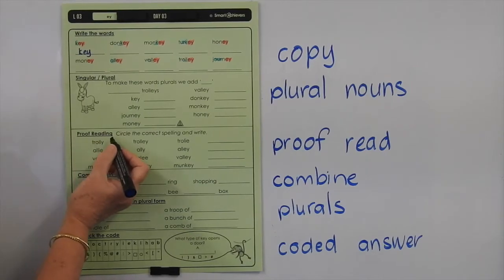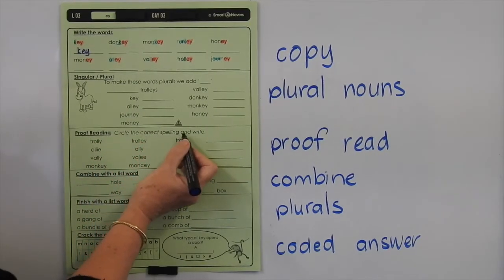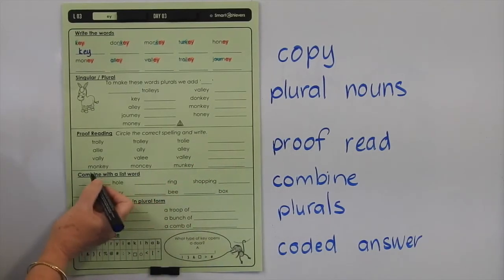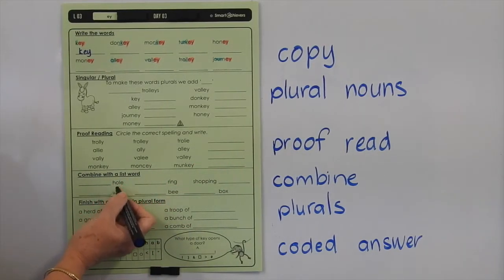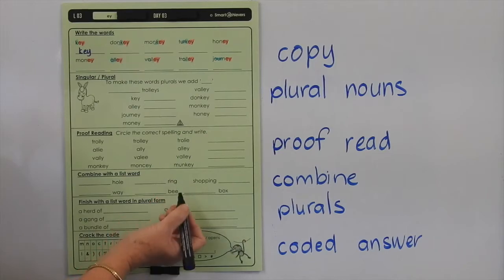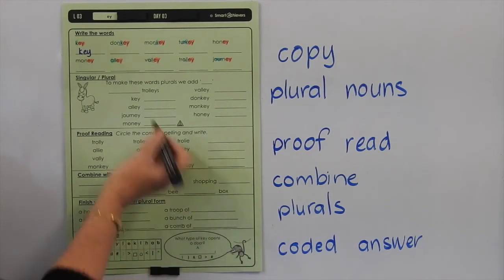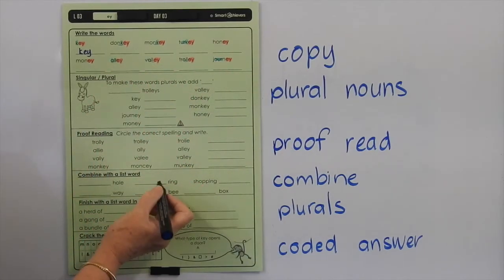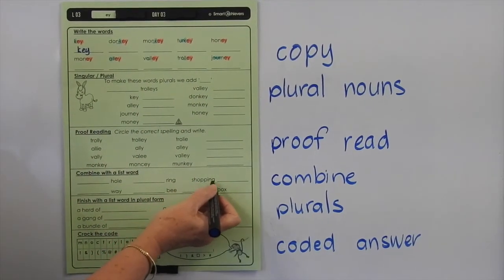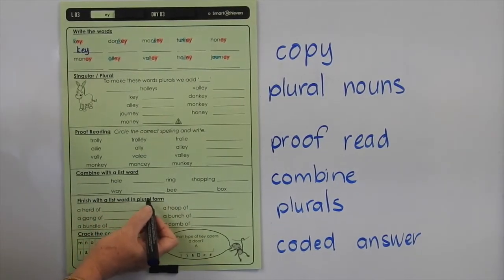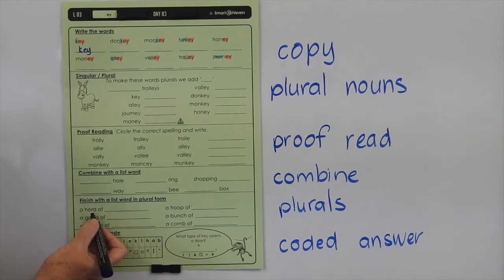Down here you've got proofreading. You have to circle the correct spelling and then write the word correctly on the end line. Combine with the list word, a something hole, something way, a something ring, a something bee, a shopping something and a something box. So you're going to use these words up here to finish off these word pairs down here. Finish with the list word in plural form. So let's have a look.